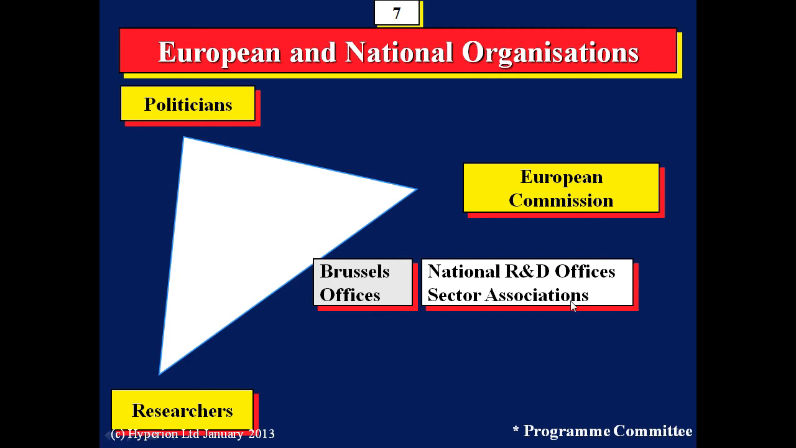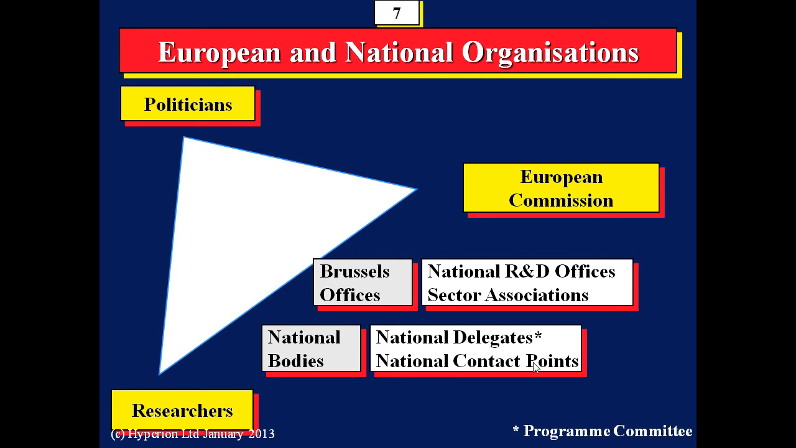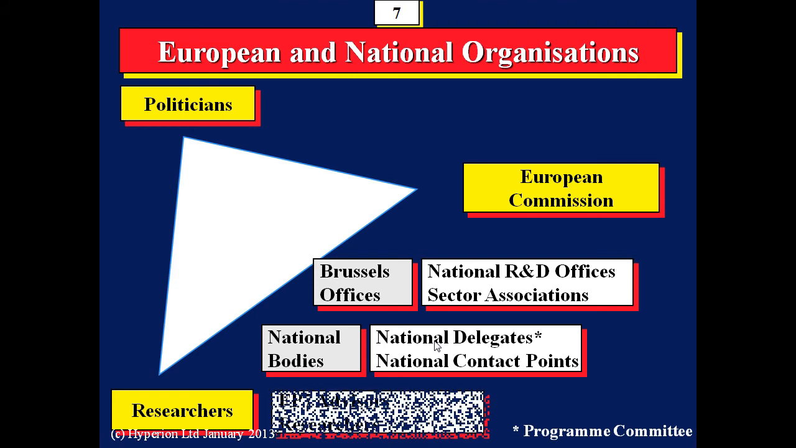You'll tell me about the sector associations. At national level, there are national contact points, and these are the people that support the individual programs like ICT and health. And there are also people called national delegates, and these are the people that represent the program. So when a new work program is prepared, the national delegates are consulted. Now, sometimes they're the same as the national contact points, but it's a little bit of an exercise to find out who exactly these people are.